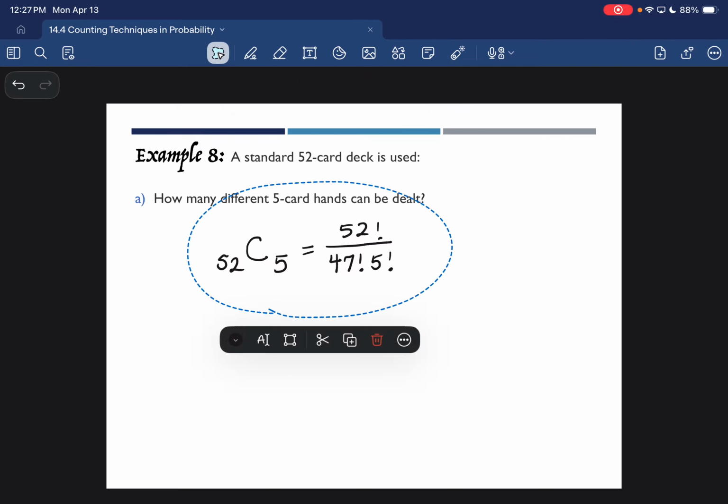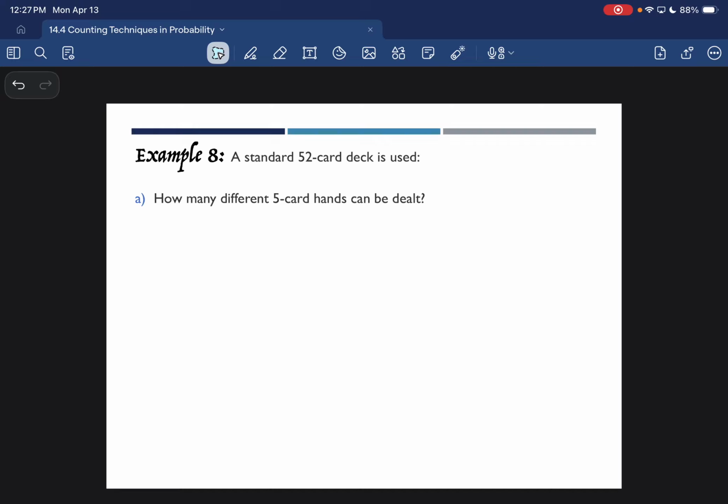This is a really good example of one where your calculator would not be able to do this for you. I didn't mean to do that. Let me redo that.